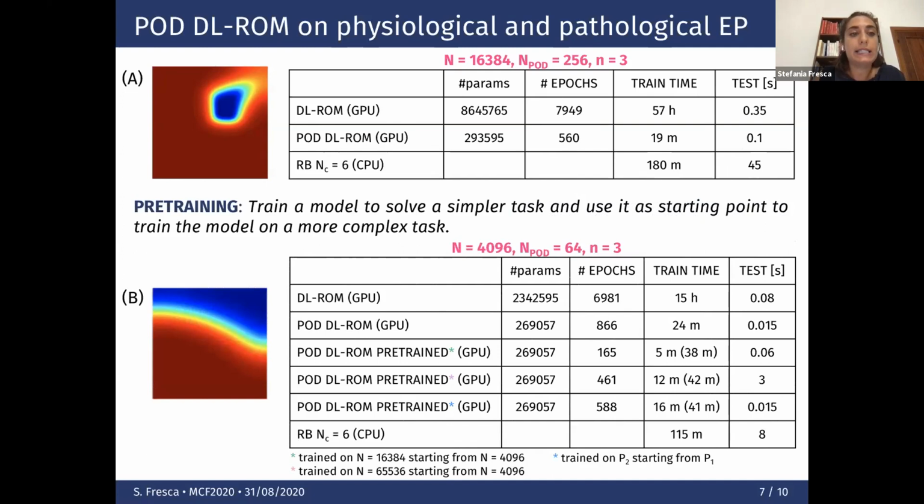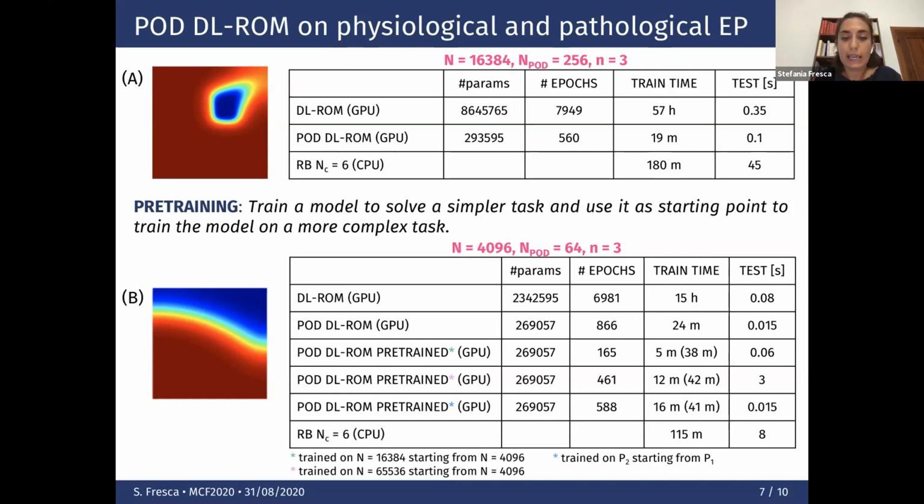Then we analyze the use of pre-training on a test case in which we vary the conductivity in the fibers direction and transversally. Pre-training is a form of transfer learning consisting in training a model to solve a simpler task and using it as a starting point to train the model on a more complex task. In practice, we use the optimal weights and biases found on a simpler task as initializer for the network on the more complex task. We use pre-training in two scenarios.